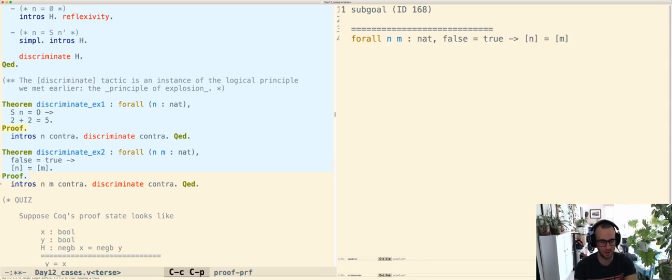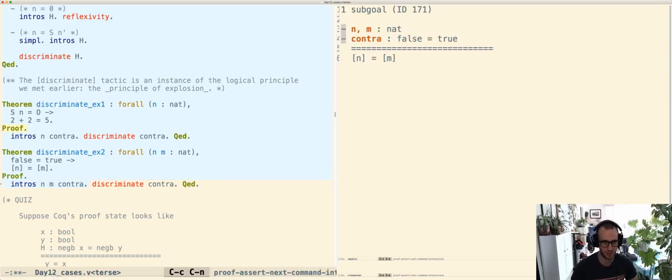Let's do another one. No numbers. I don't really like numbers. If false equals true, then the list n is equal to the list m. Okay, let n and m be given such that false equals true. Sorry, that contra is not going to work. False does not equal true. Blow it up.